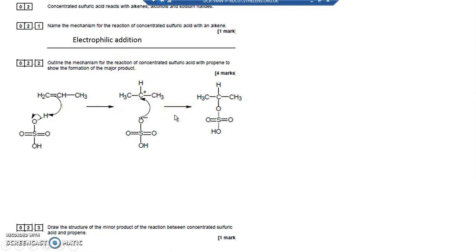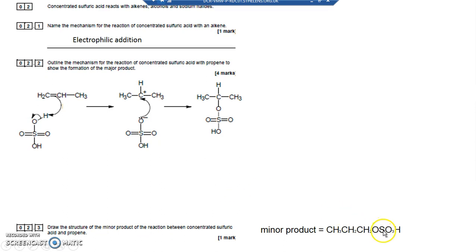Draw the structure of the minor product of the reaction between concentrated sulfuric acid and propene. So instead of the H bonding to the left-hand carbon and forming a stable secondary carbocation, as normally happens, the major product, it could, in theory, a small amount could do the opposite. So the H could bond here and leave the plus on carbon number 1, and the OSO2OH could bond onto carbon number 1 instead of carbon number 2 via a primary carbocation. That's less stable than the secondary carbocation, but it could occur in small amounts, and that's called the minor product.